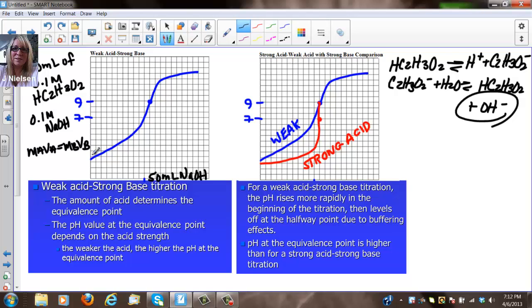In this graph on the right, we're just comparing a strong acid versus a weak acid with a strong base. For a weak acid, strong base titration, the pH rises more rapidly in the beginning of the titration, then levels off at the halfway point due to buffering effects. And the pH at the equivalence point is higher than for a strong acid-base titration, which you can very easily see here. Here's the equivalence point of the strong acid, and the equivalence point of the weak acid is there.